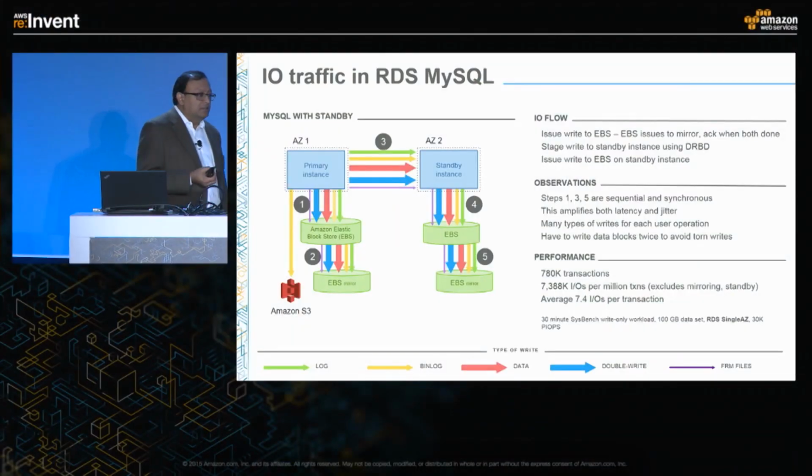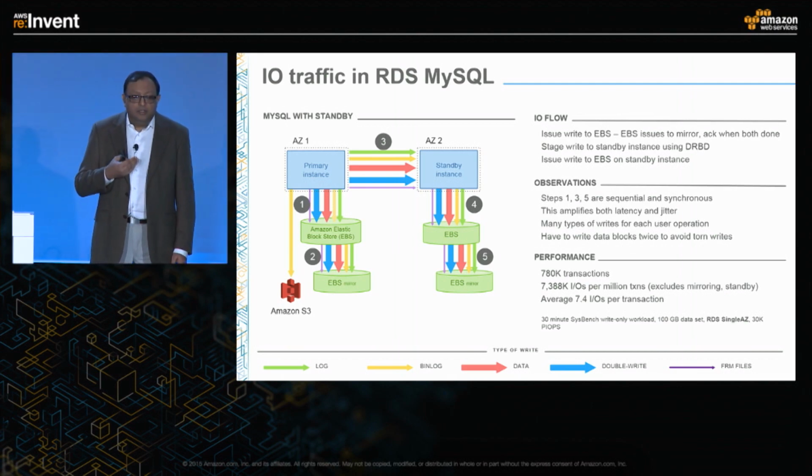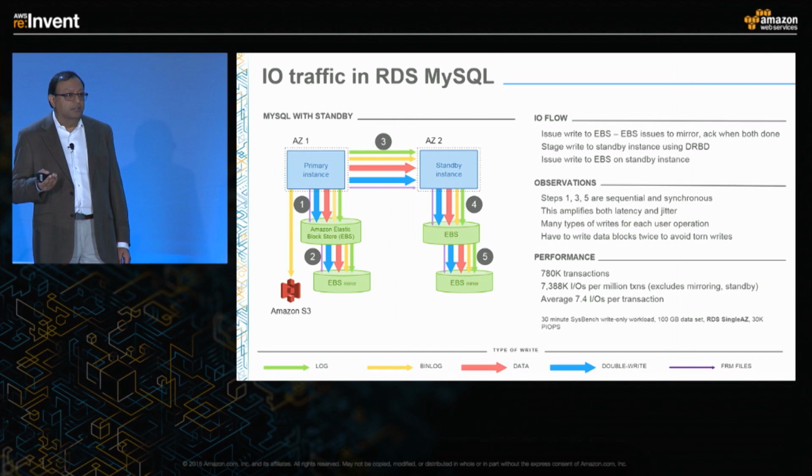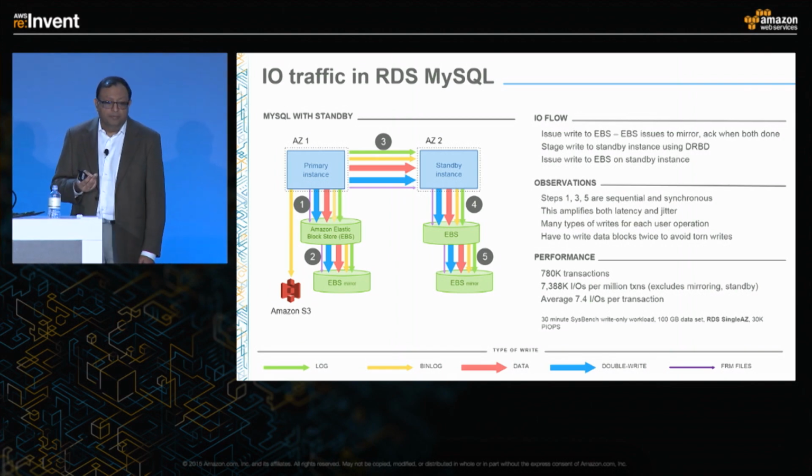And what that does is that if there's any network weather going on or instance weather going on, it's going to amplify both the latency and the jitter, right? Minimally, you're going to be looking at 3x and possibly much more than that.